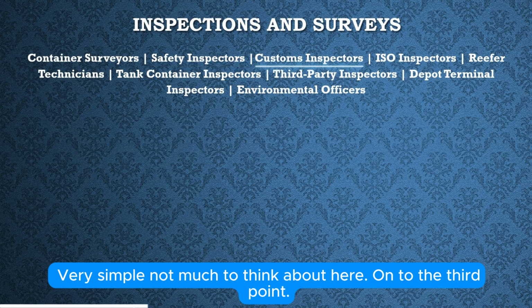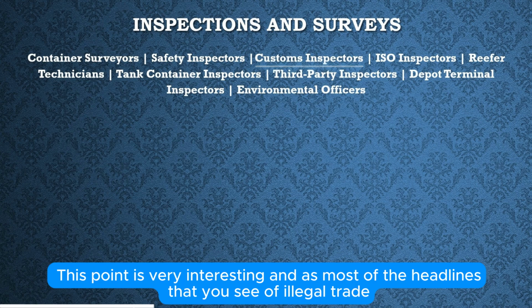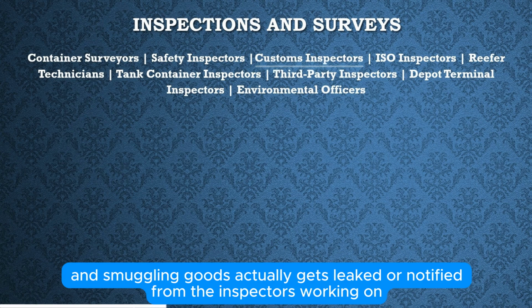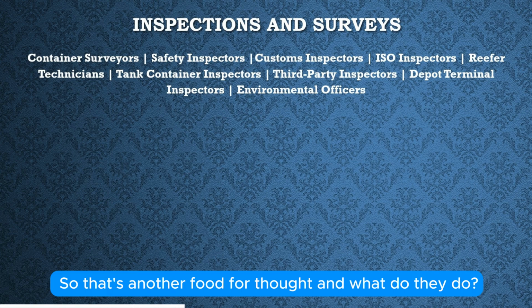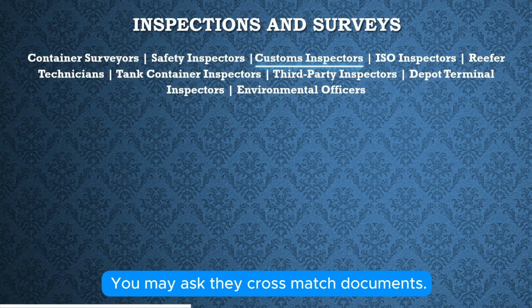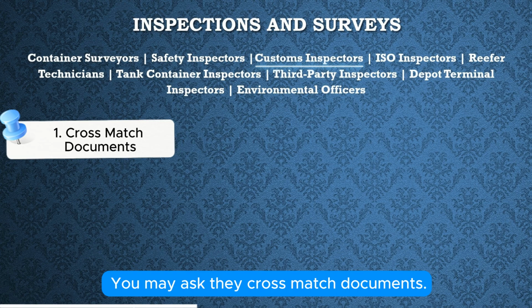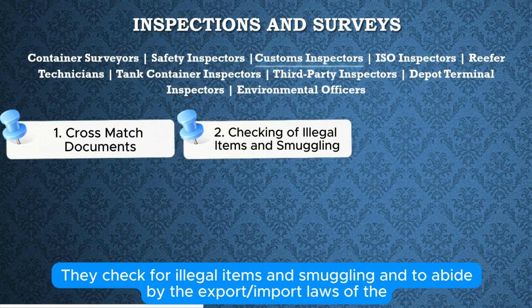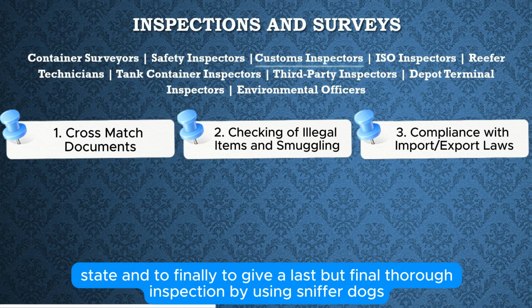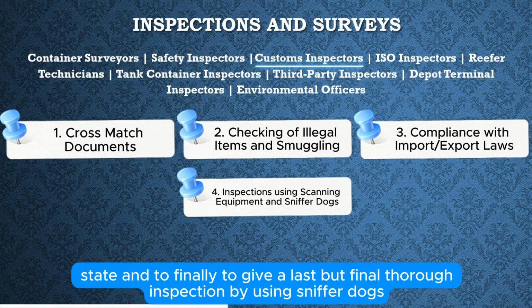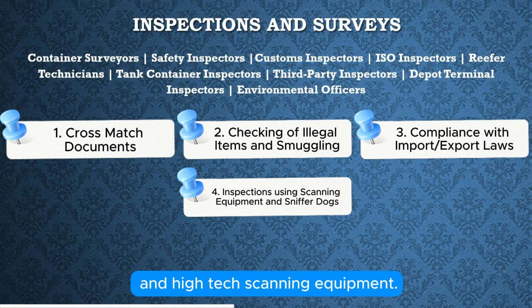On to the third point. This point is very interesting, and as most of the headlines that you see of illegal trade and smuggling goods actually get leaked or notified from the inspectors working on the cargo fields and dockyards. So that's another food for thought. And what do they do, you may ask? They cross-match documents, they check for illegal items and smuggling, they abide by the export-import laws of the state, and they give a last but final thorough inspection by using sniffer dogs and high-tech scanning equipment.